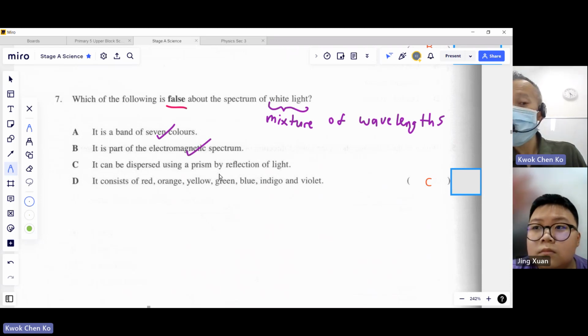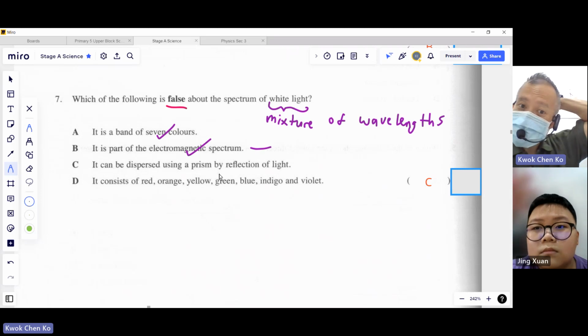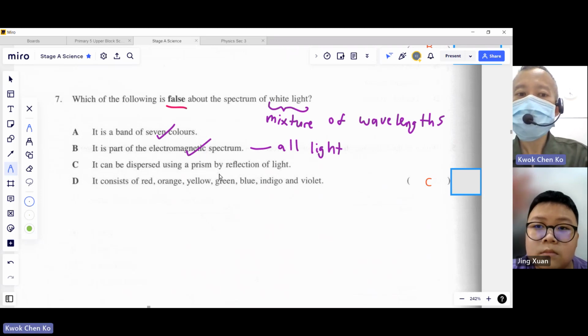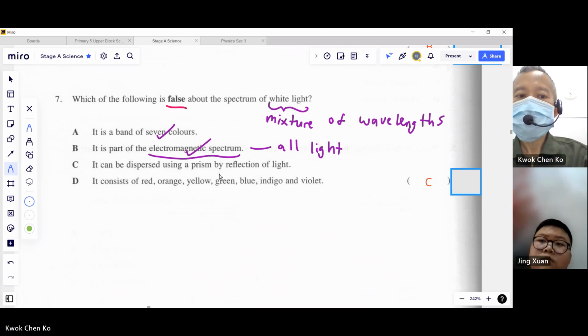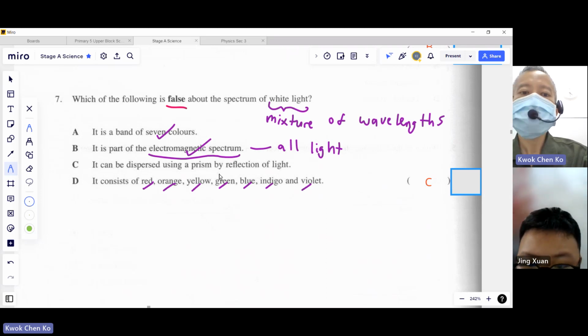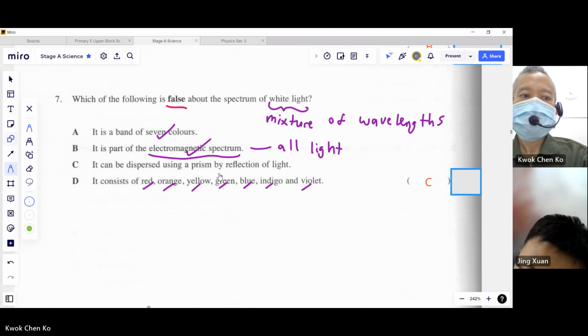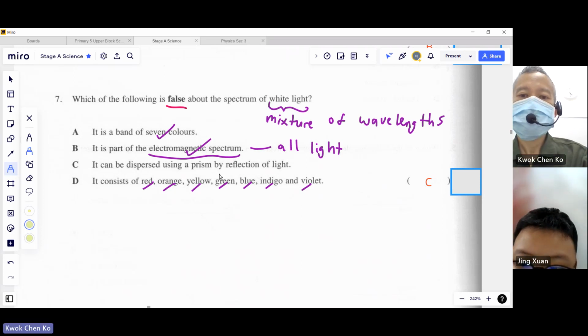Electromagnetic spectrum. That means all light, including ultraviolet and infrared, they are part of the electromagnetic spectrum. ROYGBV colors, which you need to remember, in that order, of course.